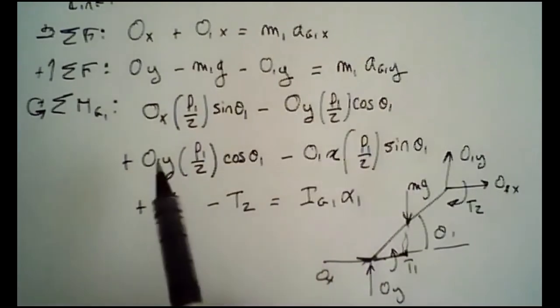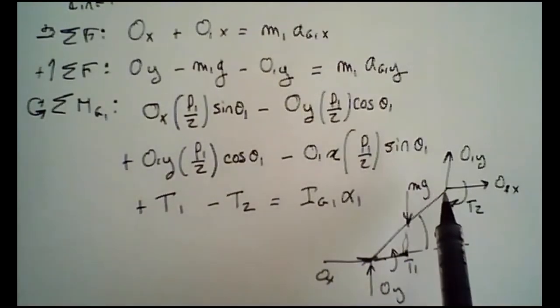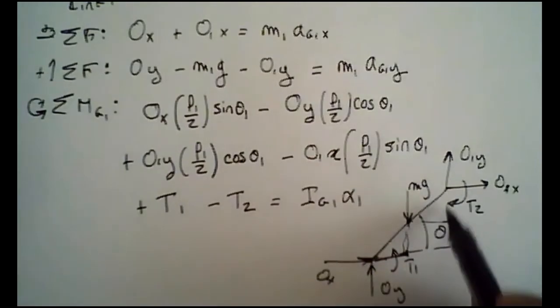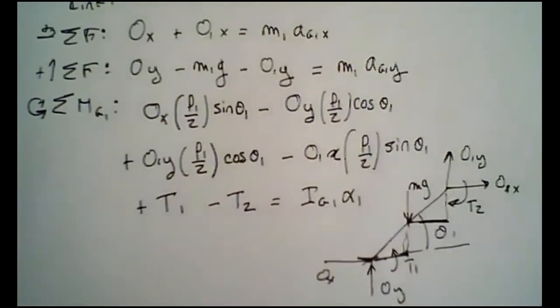And again, here we have O1Y creating a positive moment in that direction. So L over 2 multiplied by cosine theta. So this is the moment for O1Y. That is it, right? Okay, guys.